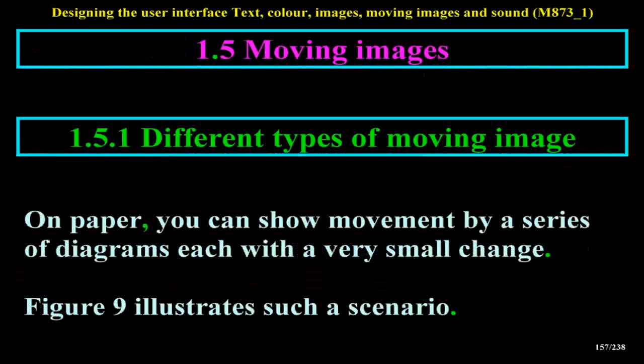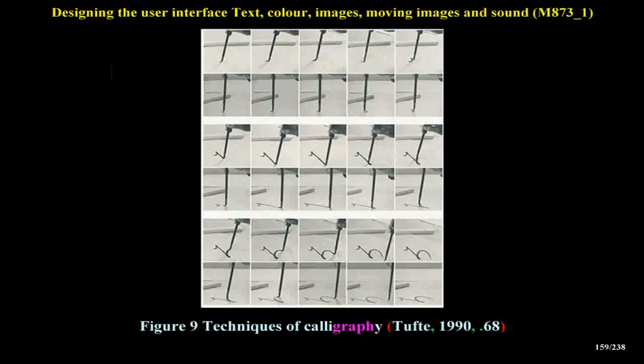1.5 Moving images. 1.5.1 Different types of moving image. On paper, you can show movement by a series of diagrams, each with a very small change. Figure 9 illustrates such a scenario. This has its uses, as it allows the process to be studied very carefully. Figure 9 Techniques of Calligraphy Tuft, 1990.